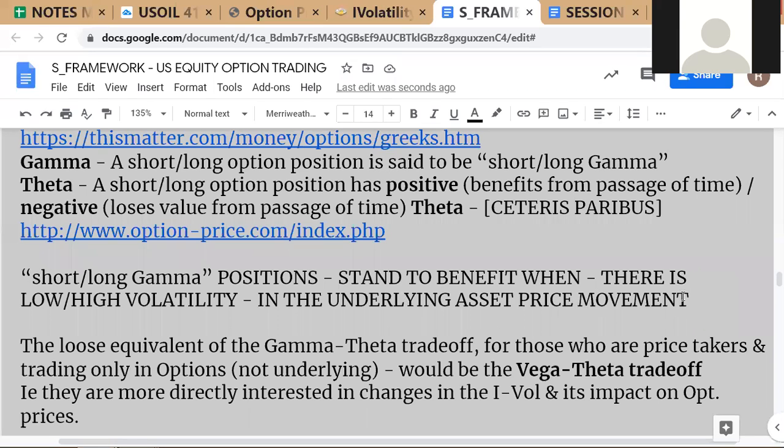So this language is not very elegant here. High volatility in the, let me put it this way: underlying asset price time series. That is a more technically correct way to put it.